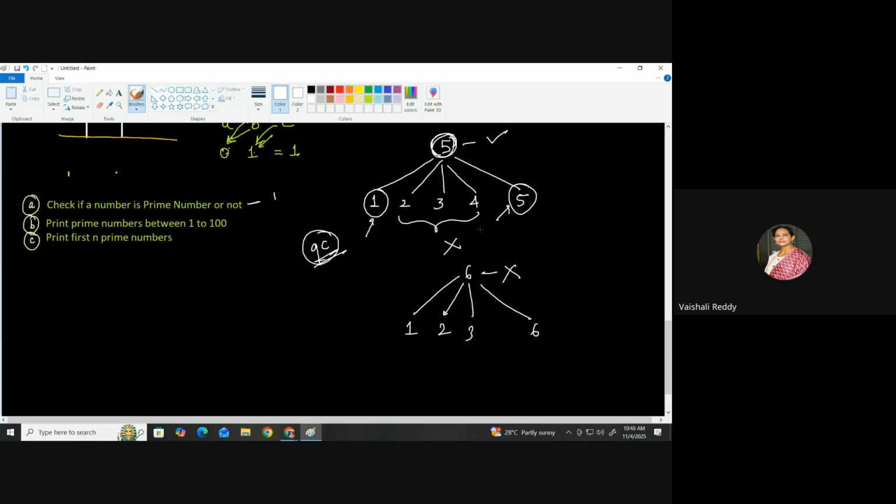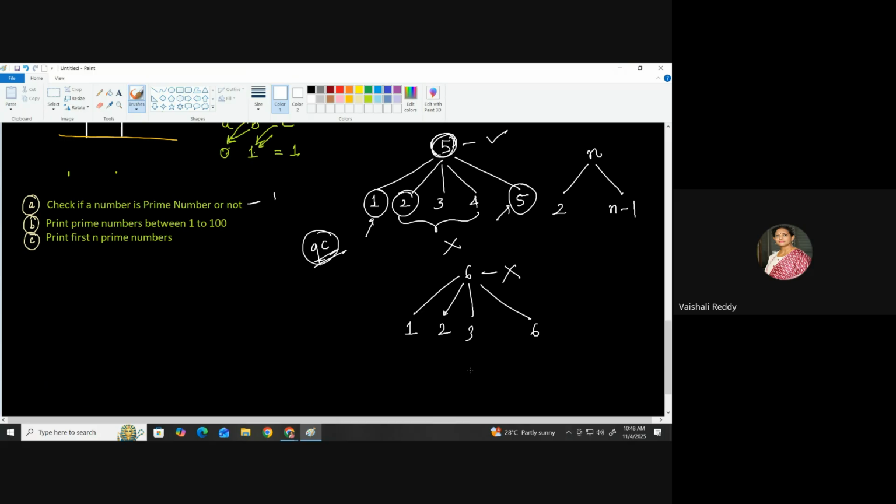Do we have to check whether it is divisible by 1 or it is divisible by itself? It is a wastage of time. We should not go for that. So directly, can I start with 2? And if my number is n, can I say I will start from 2 and I will continue up to n minus 1? Does that make sense to everyone?